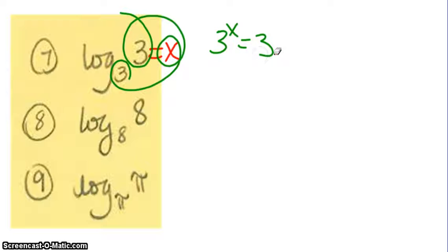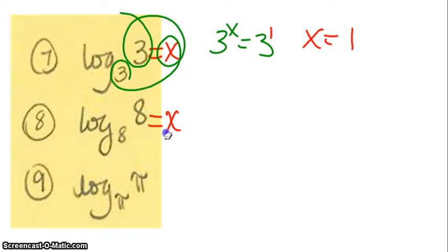Well, if you're trying to figure out what x is equal to, the bases are the same. If I just have 3, I automatically have an exponent of 1. So x is equal to 1. So log base 3 of 3 is equal to 1.